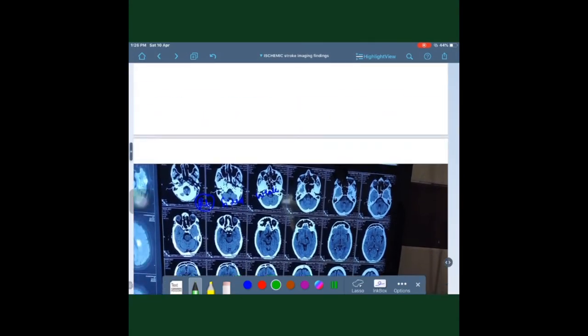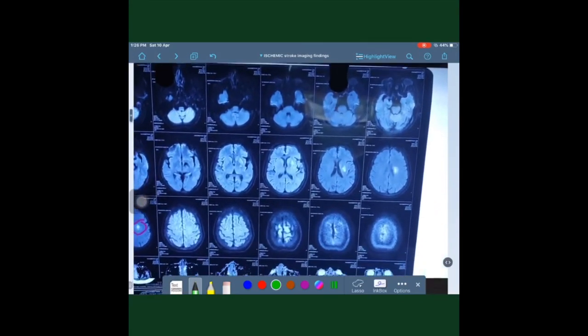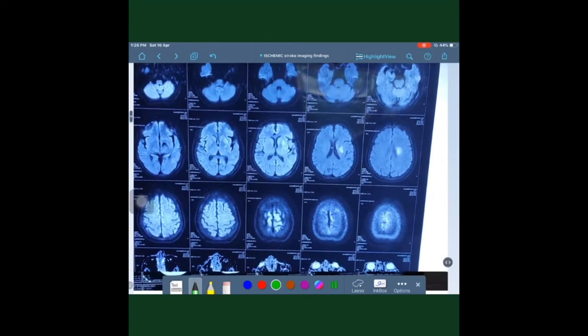Then in MRI, the important things are diffusion weighted imaging and ADC. The image shown here is diffusion weighted imaging. In DWI, that is diffusion weighted imaging, there is increased DWI signal in the ischemic brain tissue, which we can observe within a few minutes after arterial occlusion.